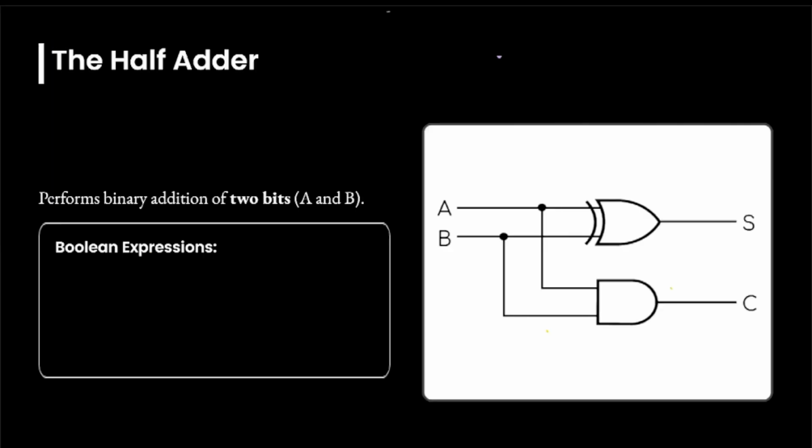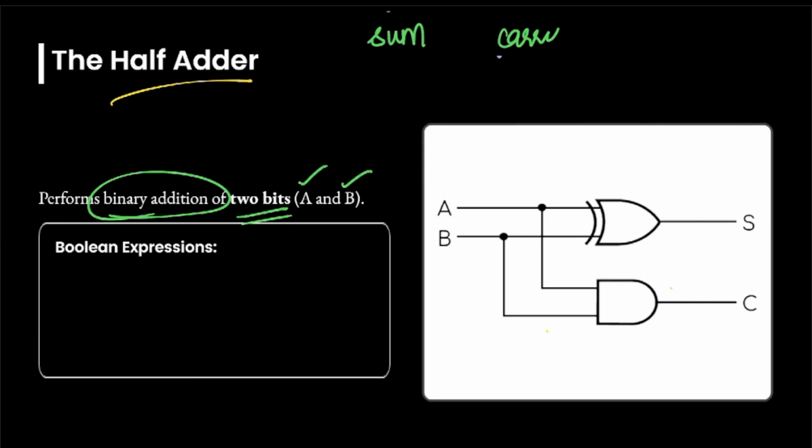Let's start with the first combination circuit, the half adder. The half adder is a combination circuit that's used to perform the binary addition of two bits. Let's call them A and B. Now, if you remember from your binary addition class, when you add two binary digits, you'll get a sum and a carry, right?